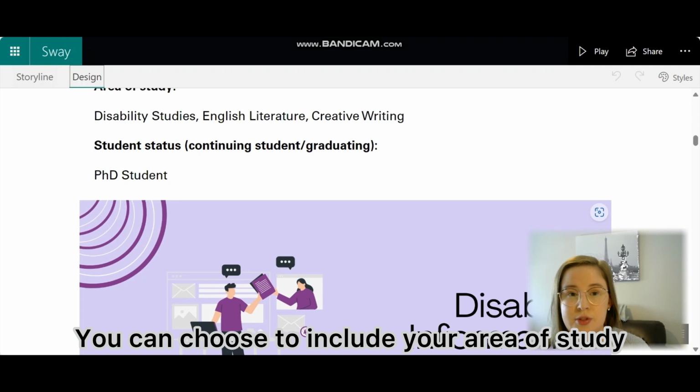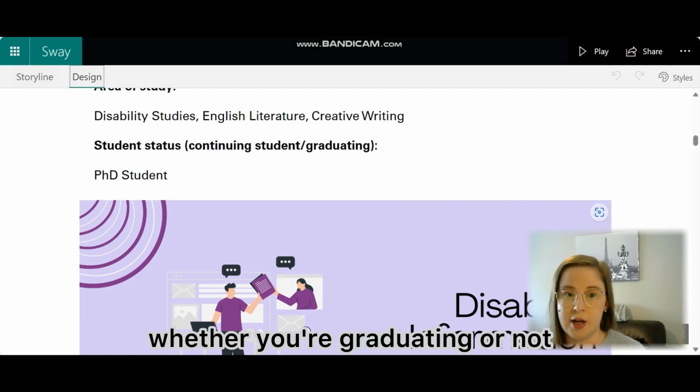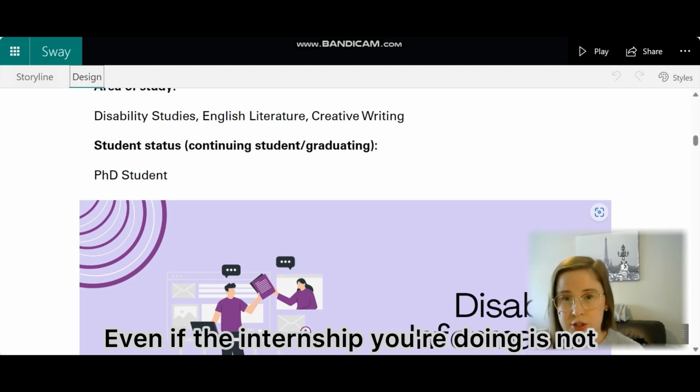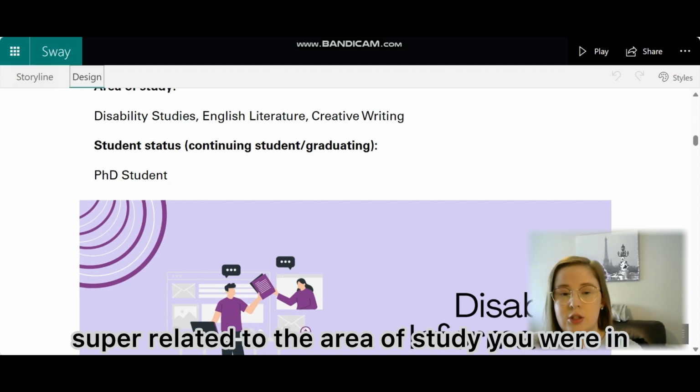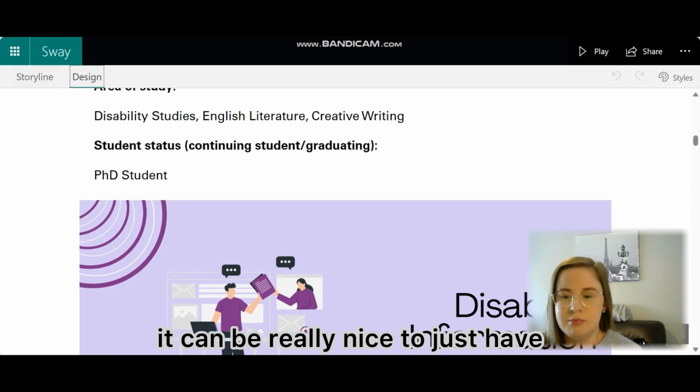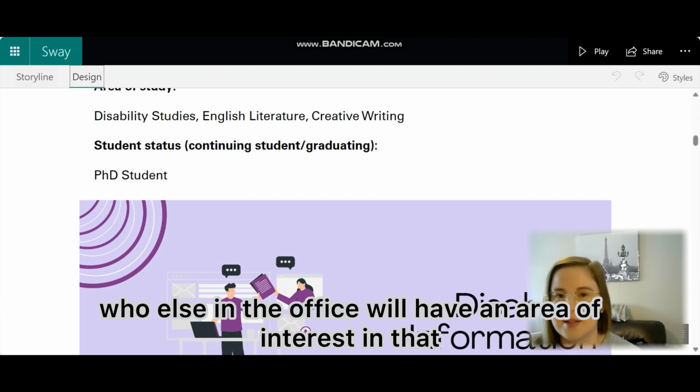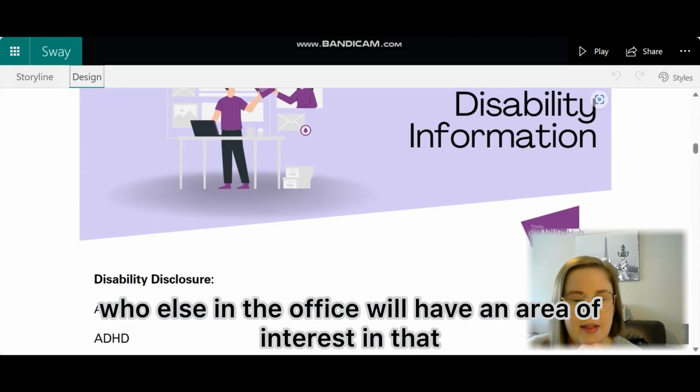You can choose to include your area of study, whether you're graduating or not. Even if the internship you're doing is not super related to the area of study you were in, it can be really nice to just have that information because you don't know who else in the office will have an area of interest in that.